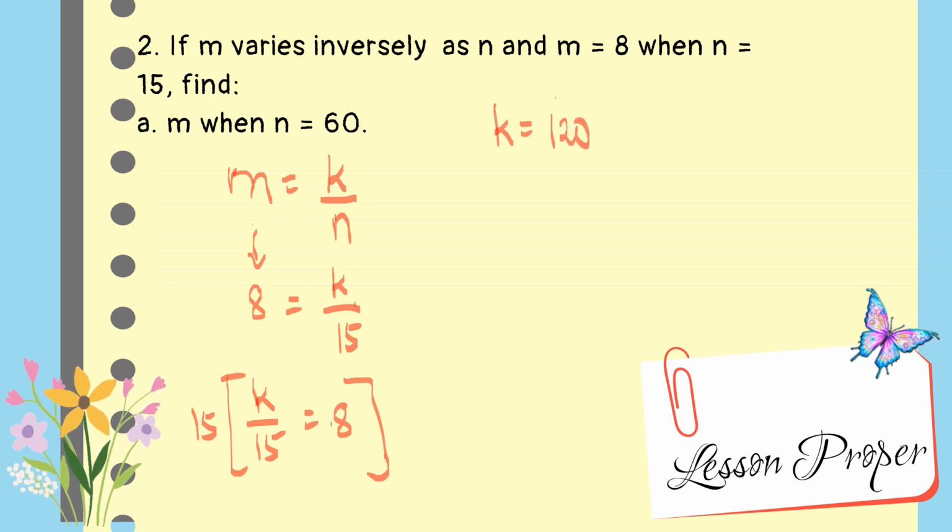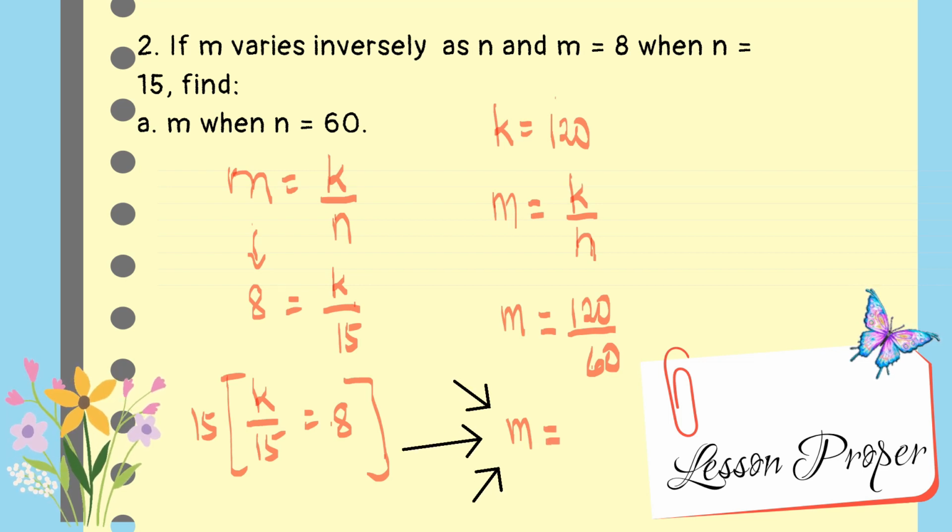Now to solve for m, we substitute the value of k and the value of n. So m equals k over n. We will use again our working equation. m equals k over n, where k is 120 and n is 60. So therefore m is equal to 2. Since the value of n increases, the value of m decreases. Is this clear?